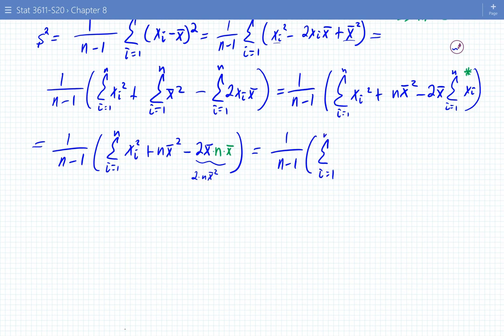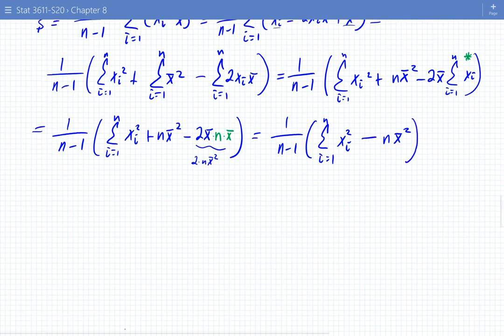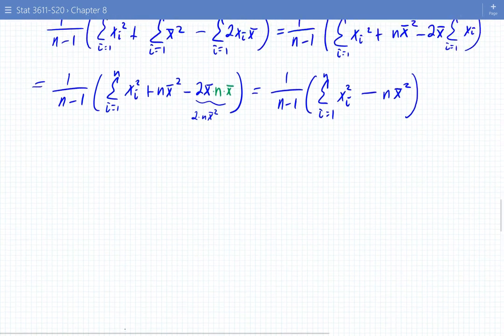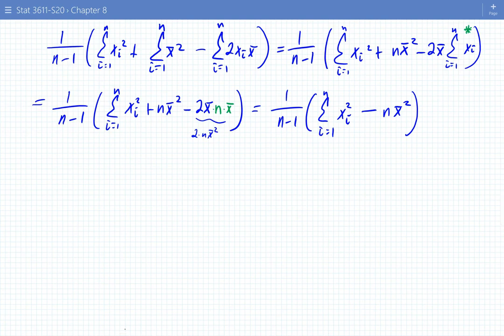Sum from 1 to n of the xi squared, n x bar squared minus 2n x bar squared means we just have minus n x bar squared. Okay? And so far this is looking a lot better, but now we are kind of running out of things to maybe simplify and work on.